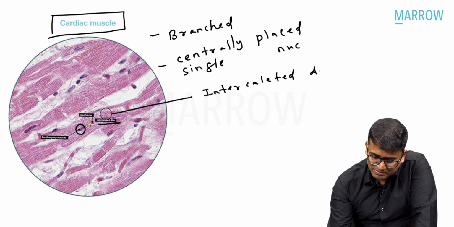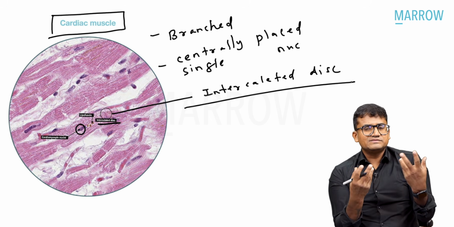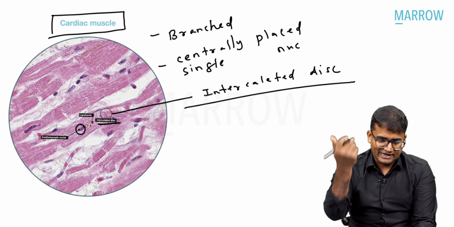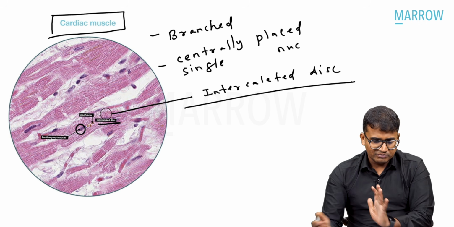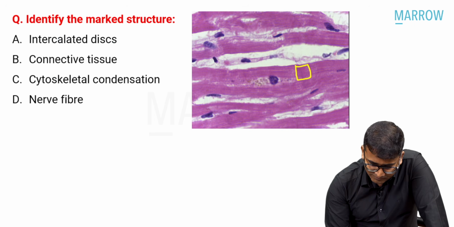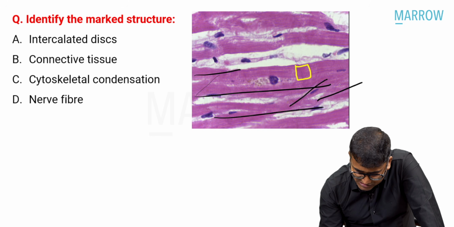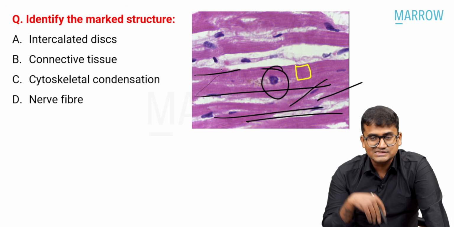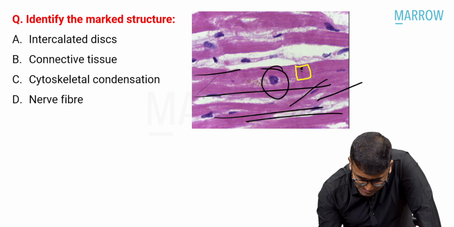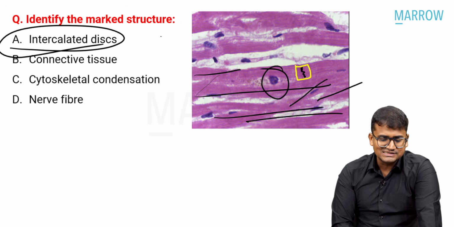The intercalated disc is present between the neighboring cells. Now what will the intercalated disc do? The intercalated disc allows the cells to have synchronized contraction. So these 3 were the main features of cardiac muscle. Now see the marking, see the diagram. Now you are seeing the myocytes. These myocytes are branched. Yes, you are seeing the branches. And you are seeing a single, centrally placed nucleus. And between the neighboring cells, you are seeing some special structure. These are nothing but intercalated discs. And that is the answer for this question.